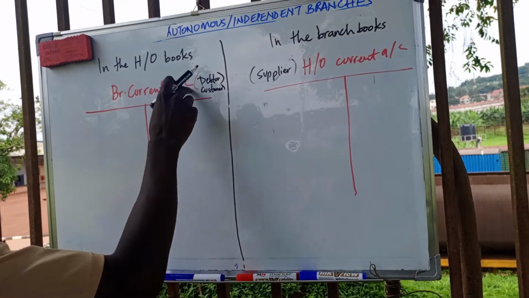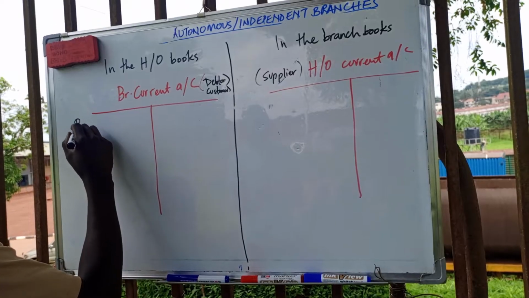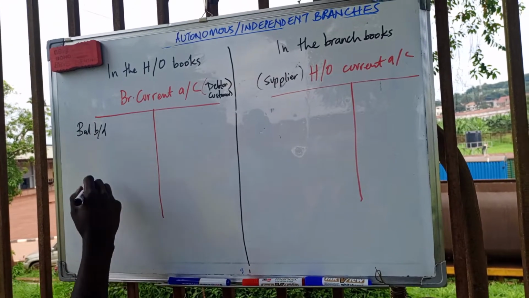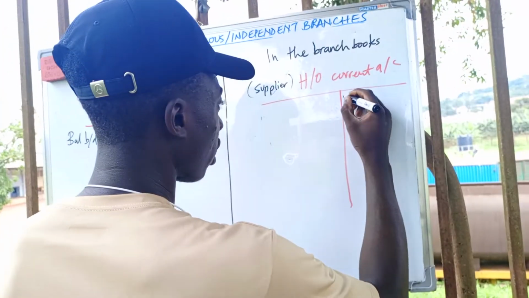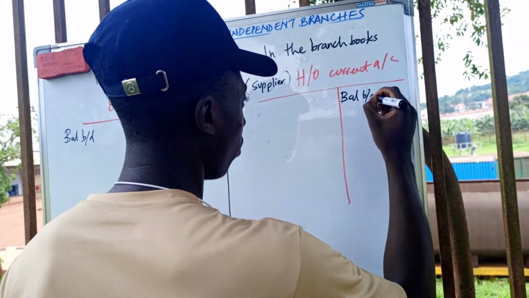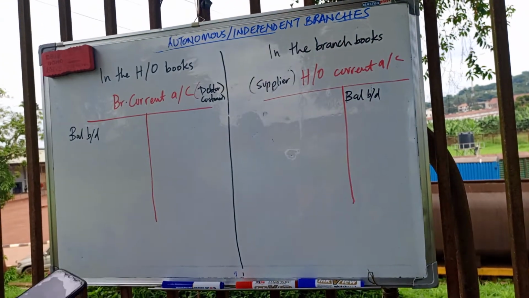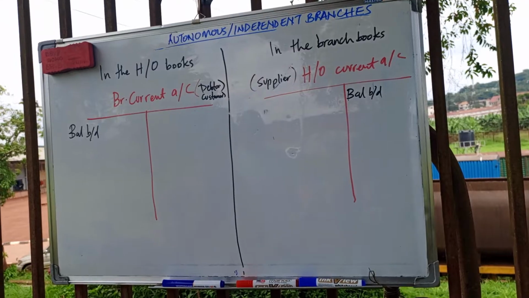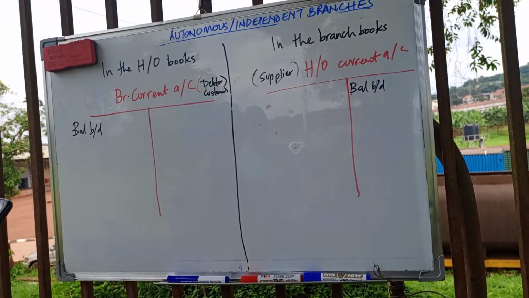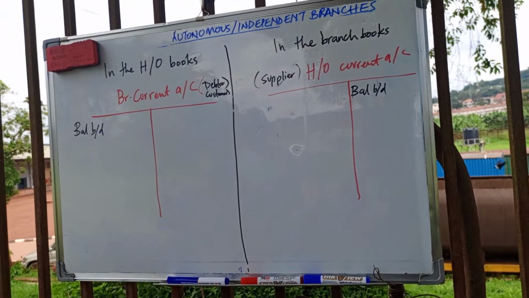So now this relationship helps us to know where the opening balances fall. Obviously, since this is a debtor, he must be having the opening balance this side. Balance brought down. And since this is a supplier, his opening balance must be this side. Balance brought down. So when you read through the question, they gave you the branch current account and then the head office current account. Those 500, those are the opening balances of the two accounts.